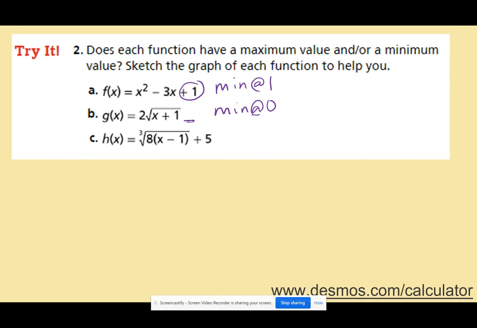Our C value is a cube root function. This one does not have either one, because our graph kind of goes like this. It's going to keep on going to the left and right forever. It's going to keep on increasing and keep on decreasing, so it does not have any of them. No minimum, no maximum. Now, when we're talking about our constants, remember when it talks about transformations, we're going to come back to that in a couple lessons, but that constant represents your vertical shift. The first one was shifted 1 up, so the minimum is at 1. The second one wasn't shifted at all, so it has a minimum of 0.